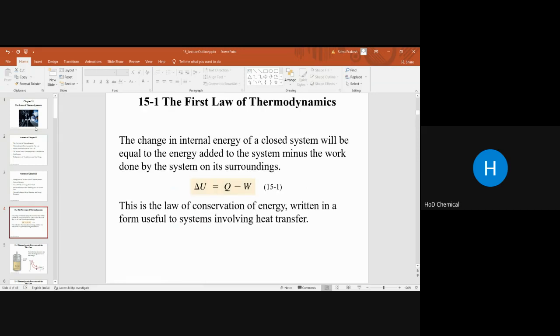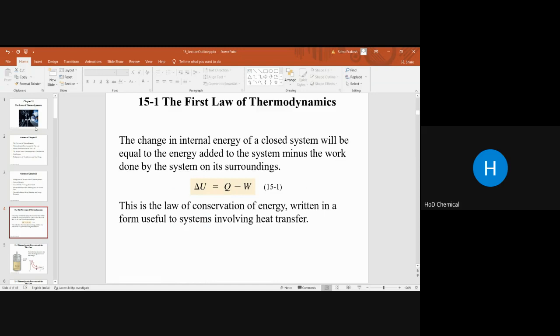The first law of thermodynamics: the change in internal energy of a closed system will be equal to the energy added to the system minus the work done by the system on its surroundings. Which means actually it is a theoretical version. Now we can also discuss the mathematical expression: del U equals del Q minus del W. Q is the heat energy, and the minus is because the energy is being transferred out, so we are using the minus symbol in this slide, and the other term is work done.